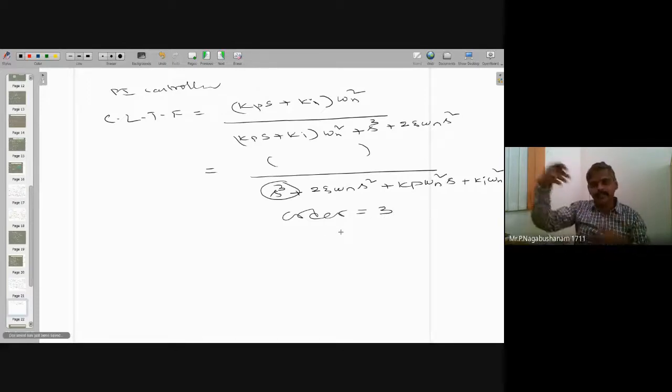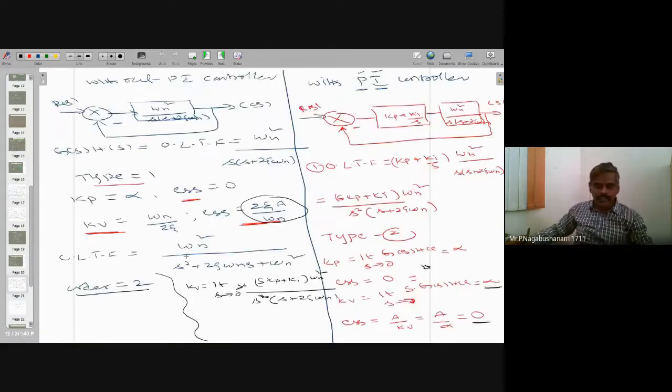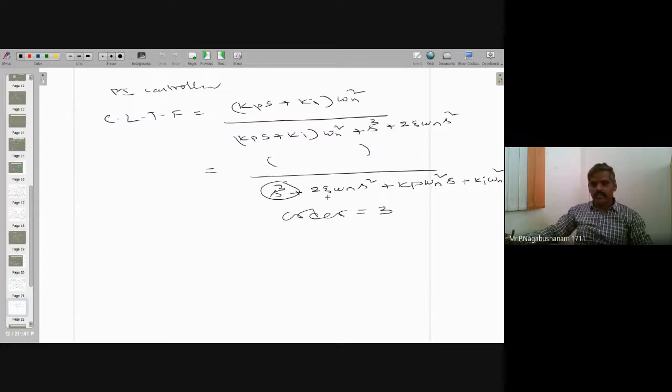In general it is a second order system. Without controller it is second order, and the system is stable. If the order is increased by 1, it becomes third order. Then the system may be stable or unstable. The stability of the system is going to be affected.